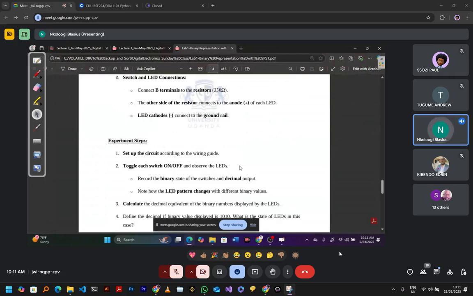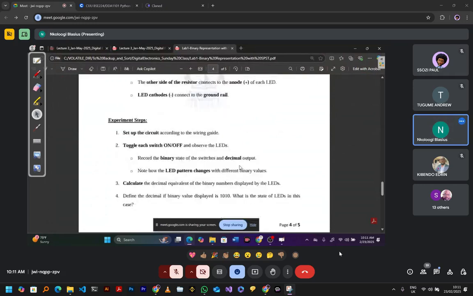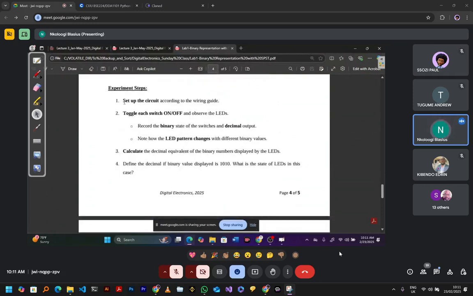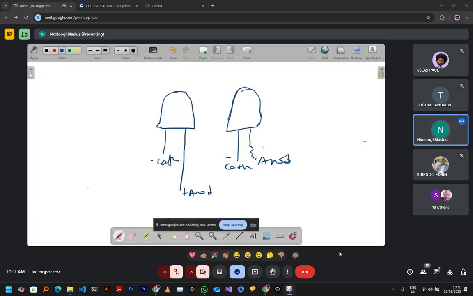Okay, so we have finished connecting, and we are now going to do the experimenting or the observations. We have finished the setting up of the switch according to the guide. Now we want to toggle each of these switches, make some observations, and then record the binary states of the switches and the decimal output. So it is now about you to create a simple table and say that if I switch on only one LED and the rest of the LEDs are off, my binary representation is going to be like this.